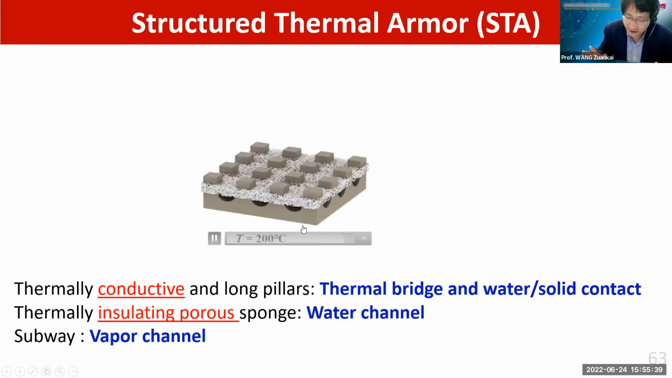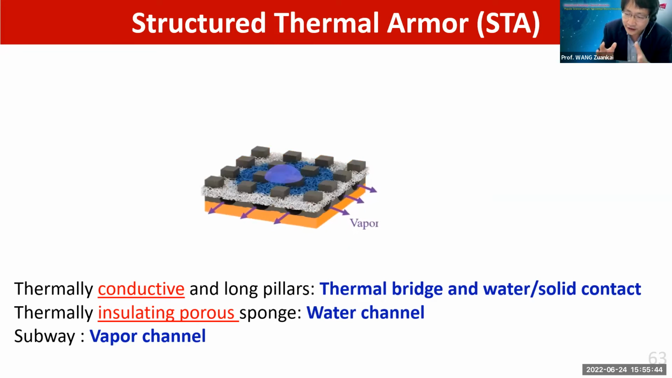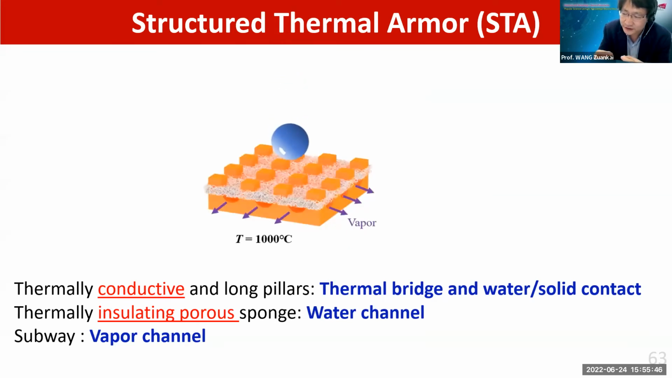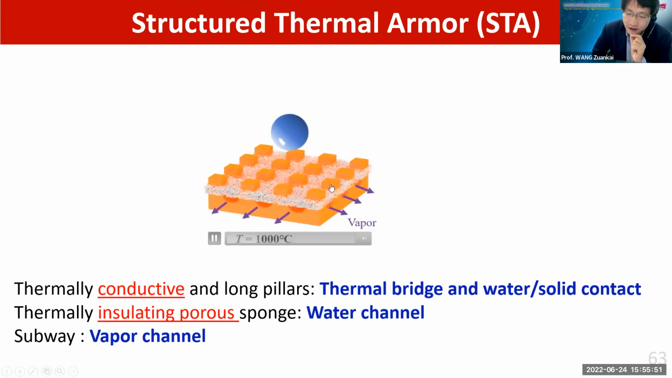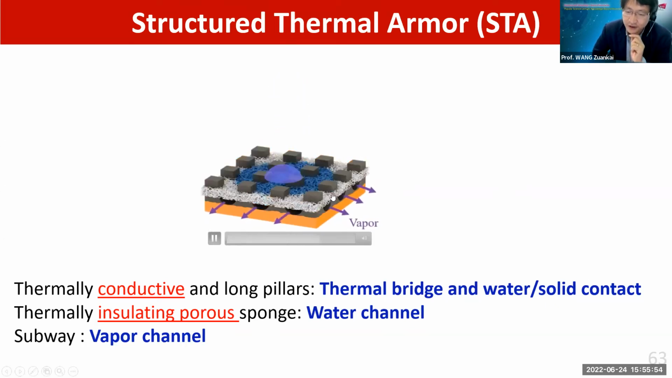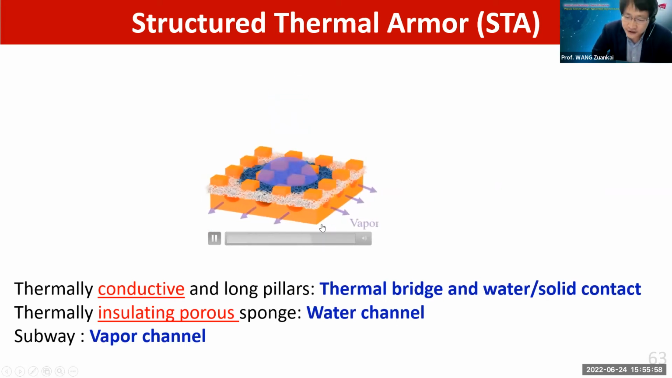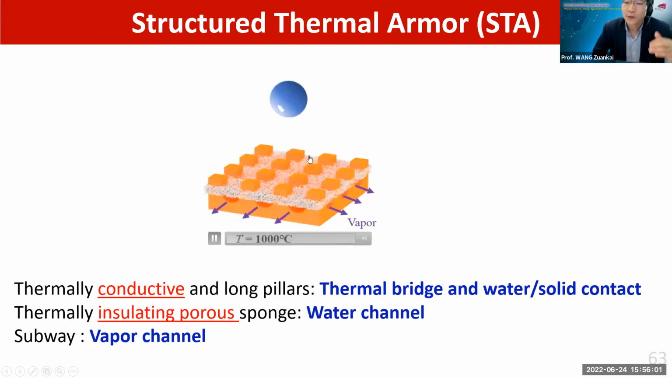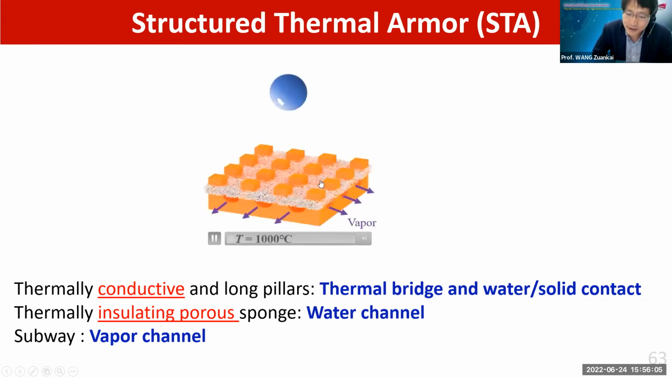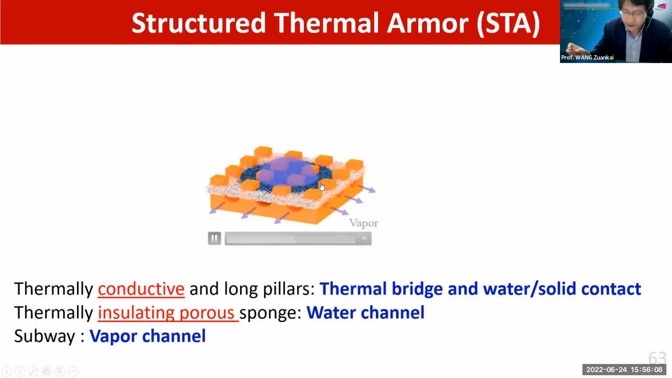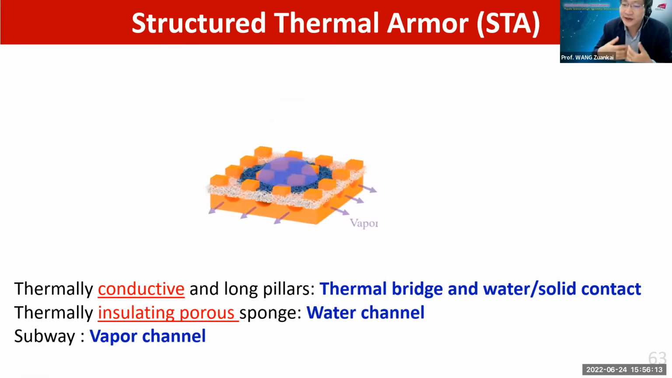So only this is not enough. To solve this problem, we resort to the surface with contrasting thermal property. So the pillar is thermally conductive, and thermally conductive is good for heat transfer. Okay, so here is the hard surface, right? So we can have heat transfer between the cold water and the hard surface. And the membrane is insulating. The combination of conducting and insulation really makes a difference.